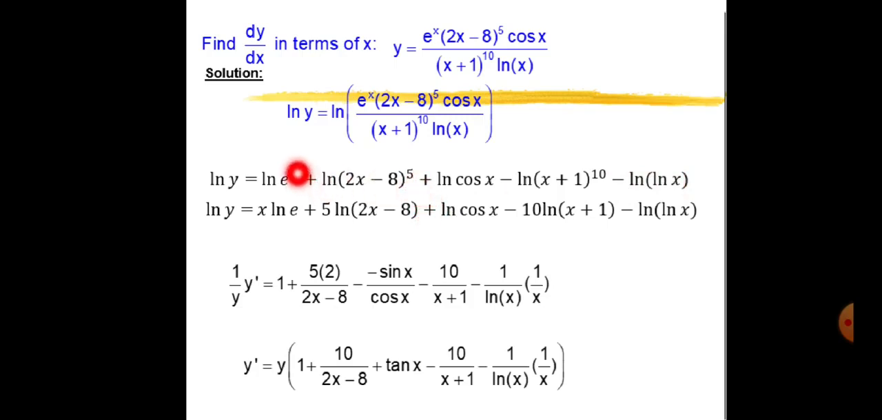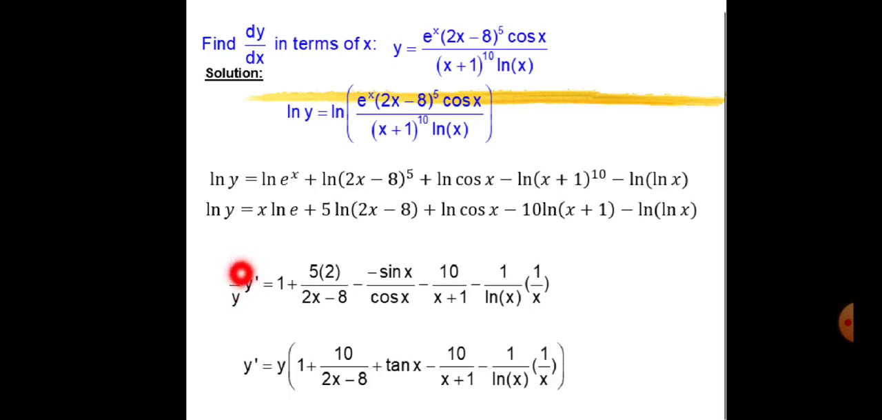Now we know that we can write this power behind the ln, we can drop it down, so we can write x ln e, and we know that ln e equals 1, so this term equals x. And now we have here to the power 5, put the power behind the ln, 10, put the power behind the ln. Now find the derivative.